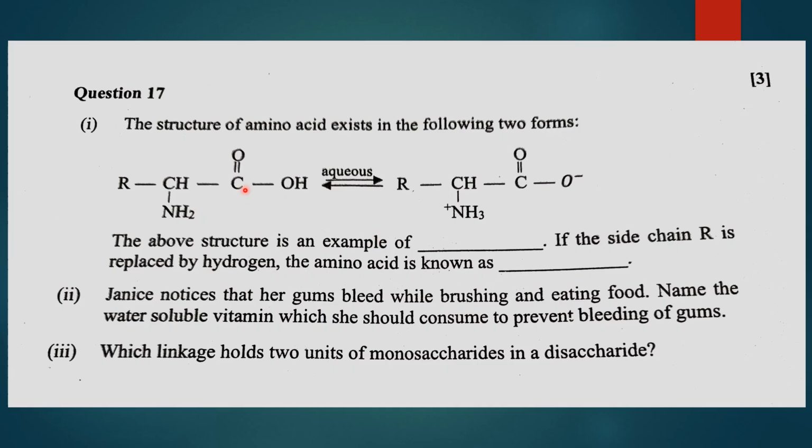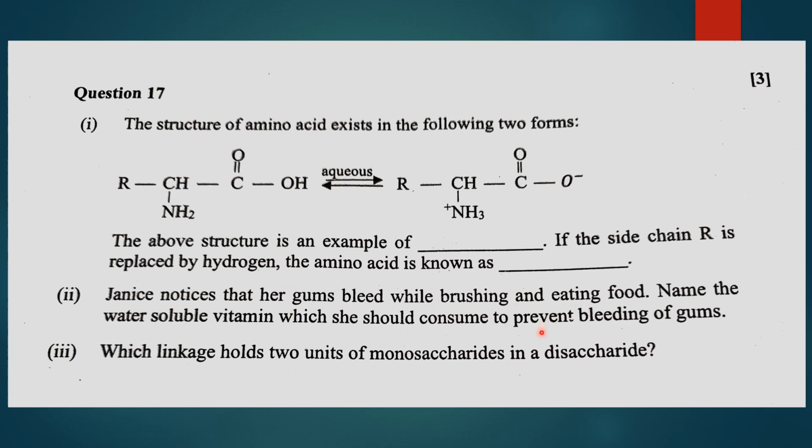Now question number 17, this is nothing but the Zwitter ionic form, the bipolar ionic form. So this will be Zwitter ion or Zwitter ionic form of amino acid, and if R is hydrogen, it becomes the optically inactive amino acid, the only one, that is the glycine. So you can write it glycine.